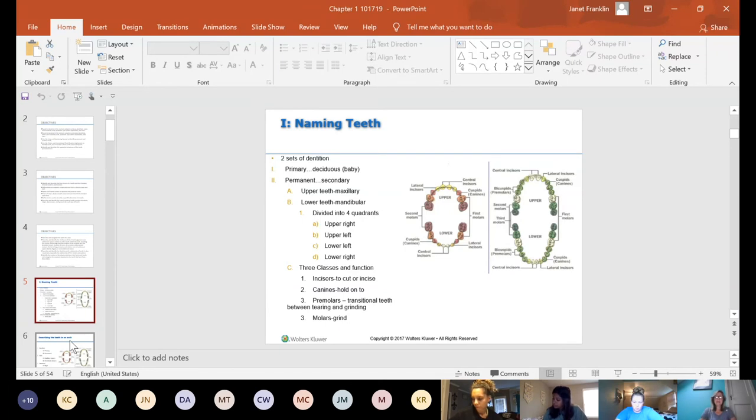And then, of course, the last ones are your molars. Their purpose is to grind your food. So you cut or tear your food, and it slowly works its way to the back, and you chew and grind your food with your molars before you swallow it.